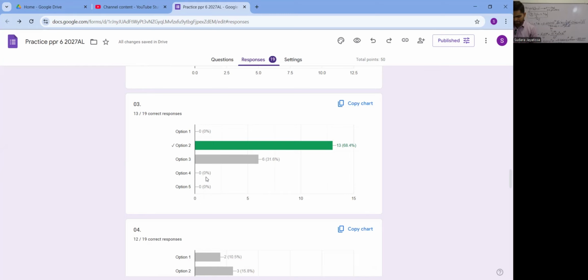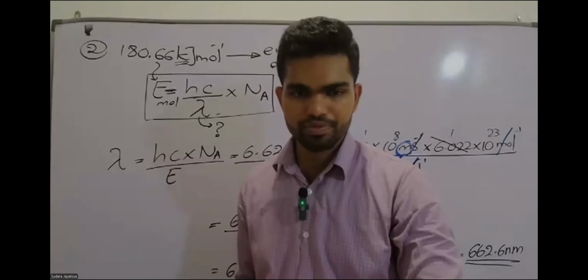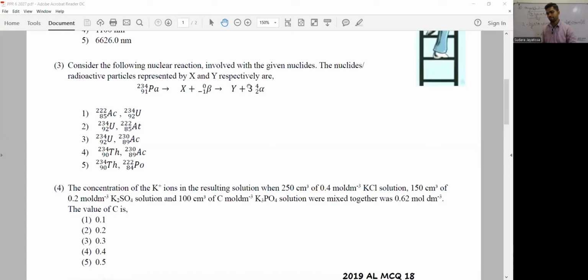Which means you have balanced the first part, but you have missed the second part. That's why you got answer 3. I think those who got answer 3 might have missed this part. Wait, I'll show you in the question. Did you notice here there are 3 alpha particles? You might have missed that part. You might have forgotten to multiply the proton number and nucleon number by 3. That's why you got answer 3.